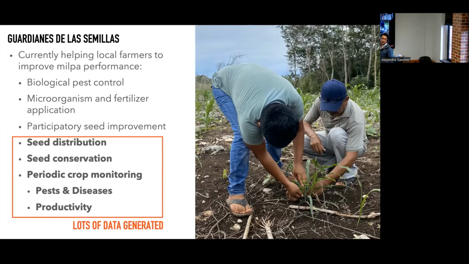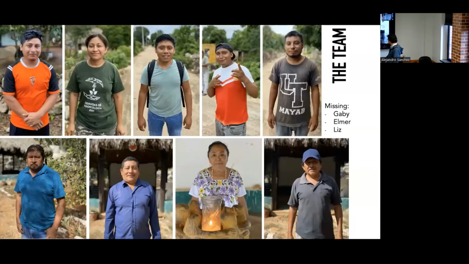And there's a lot of data generated because at first they started with 5 families that joined them, but they saw that things were going well for those 5 families. So more people started to join. Right now, I think there are like 40 families, and each farm has to distribute, conserve the seeds, and monitor their crops. So there's a lot of data that is being managed by them.